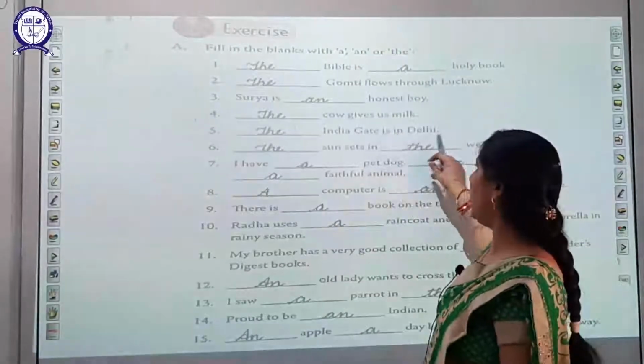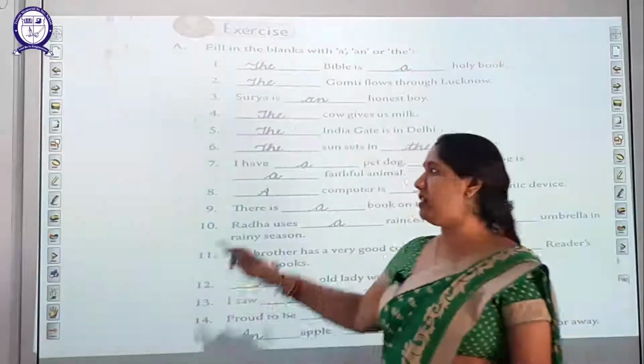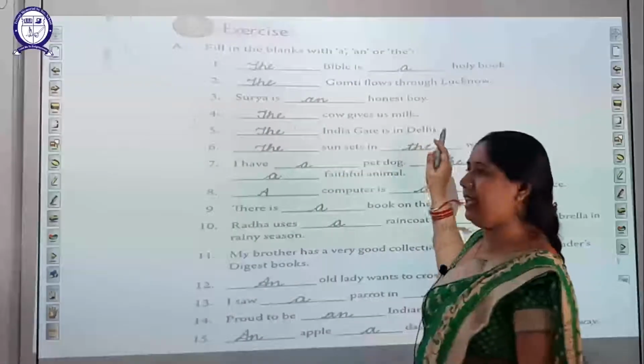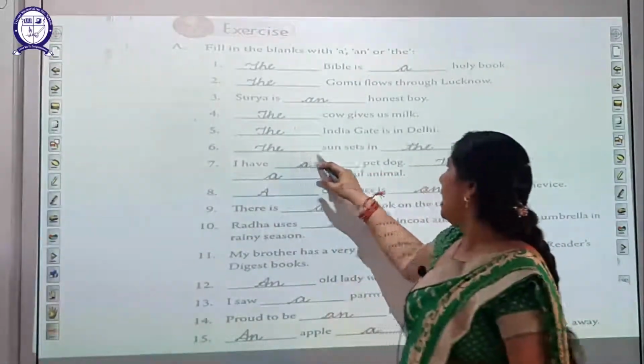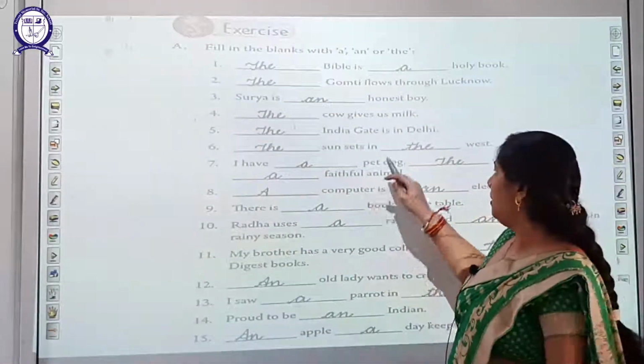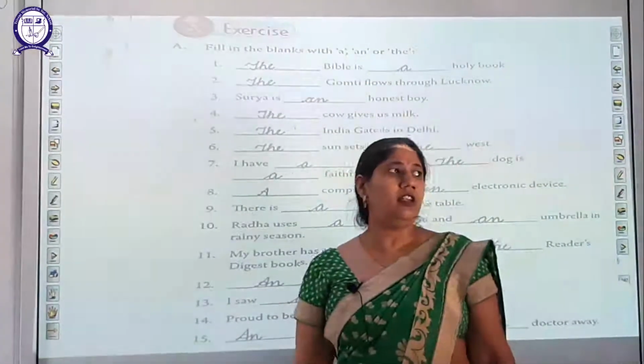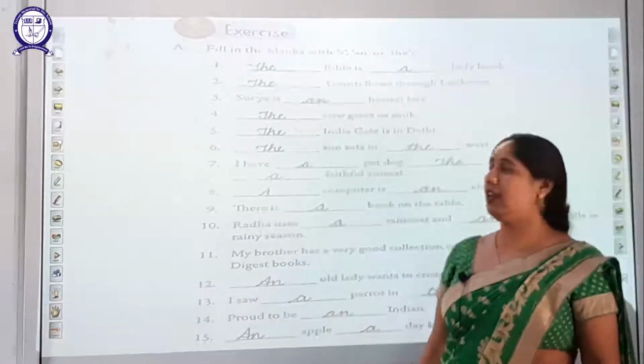India Gate is in Delhi. India Gate is a particular monument. So we have to mention here the. The India Gate is in Delhi. The sunset. Sun is a natural object and west is a name of a direction. So in both cases we have to write here the.